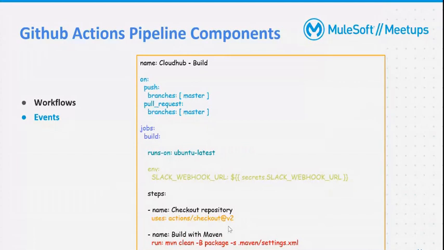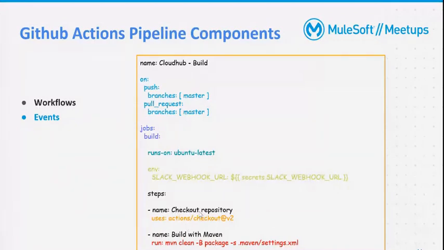Jobs and steps. Jobs can be parallel. Steps are always sequential. So if we get a trigger, what is the first thing that will happen? First, it will start the job. The runner has to be up and running. Then the first step will happen, that is checking out your code from the code repository to that runner.